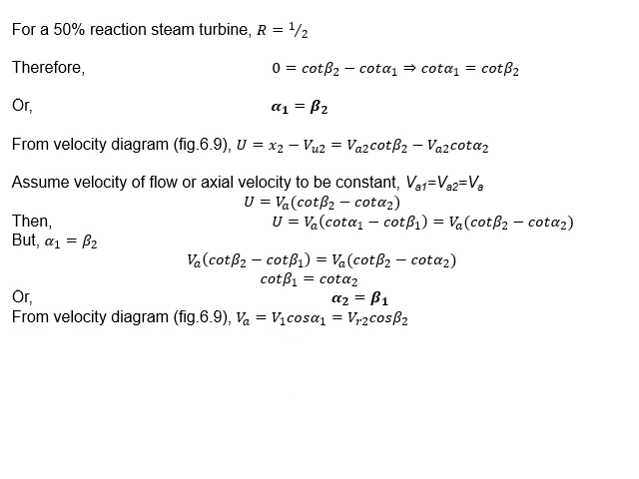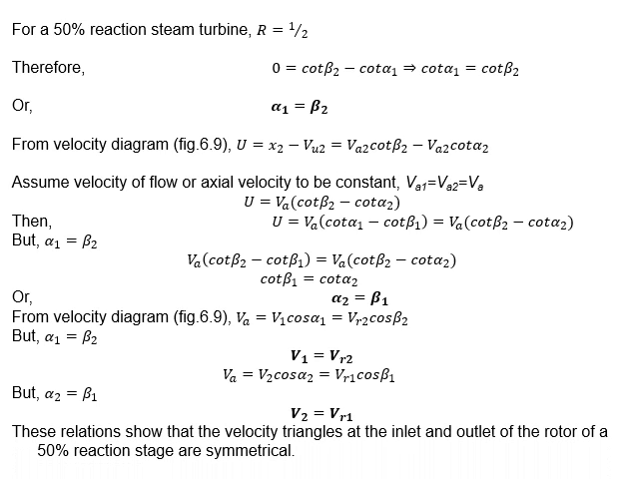From the velocity diagram, Va is equal to V1 cos alpha 1, that is equal to Vr2 cos beta 2, but alpha 1 is equal to beta 2, so now V1 is equal to Vr2. Then Va is equal to V2 cos alpha 2 is equal to Vr1 cos beta 1, but alpha 2 is equal to beta 1, so now V2 is equal to Vr1. These relations show that the velocity triangles at the inlet and outlet of the rotor of a 50% reaction stage are symmetrical.